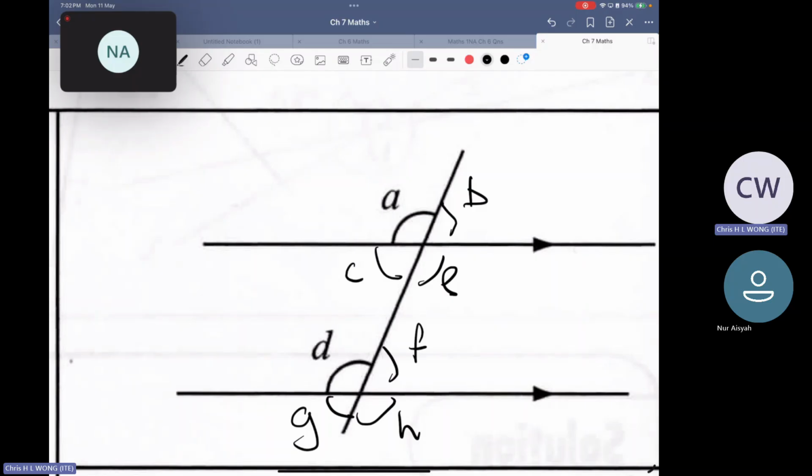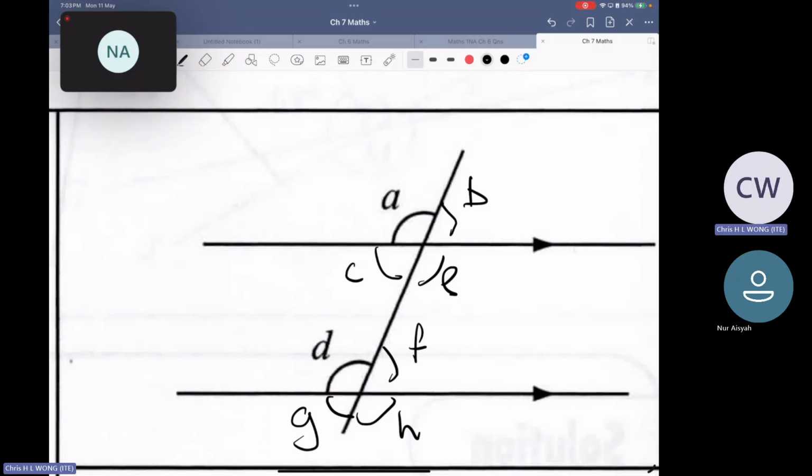If I say the corresponding angle for D, on the line on top, which one? A, very good. Can you see? That's why they use the word corresponding, because it's the same side. How about C? Which is corresponding? G. So this is a corresponding angle, and opposite is vertically opposite. So all these are equal.